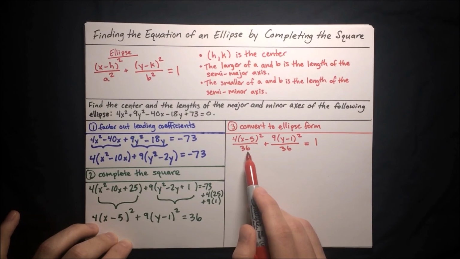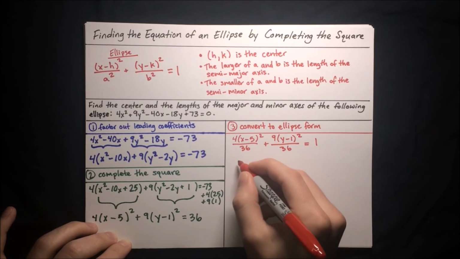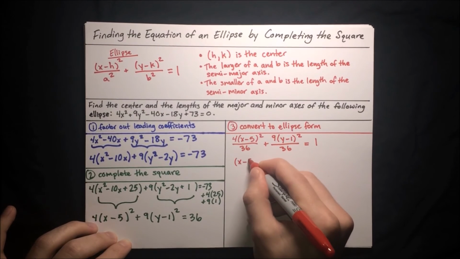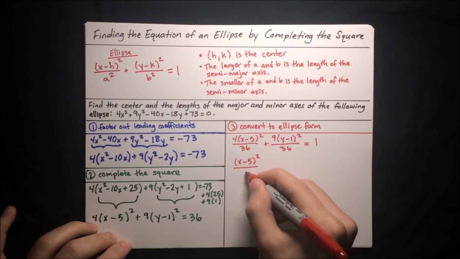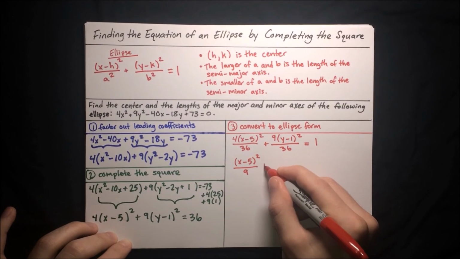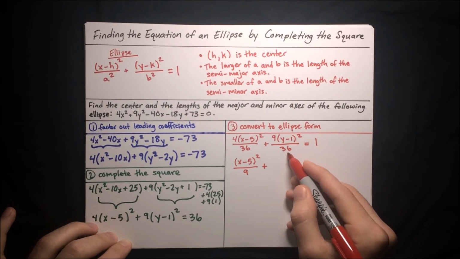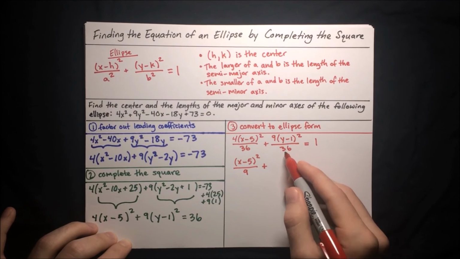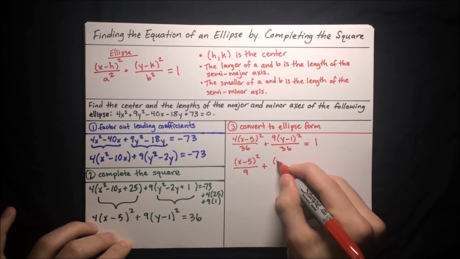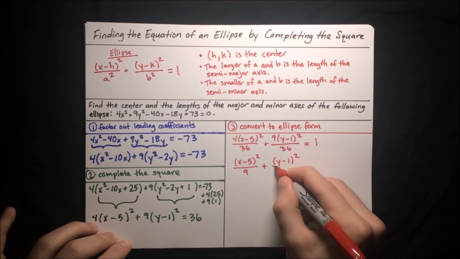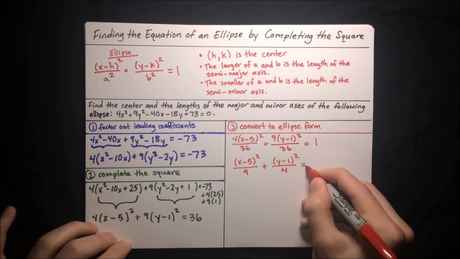4 over 36 is just 1 over 9. You can just divide top and bottom by 4. So this can become x minus 5 squared over 9. And then we do the same thing for 9 and 36. Divide top and bottom by 9, you get 1 over 4. So y minus 1 squared over 4 is equal to 1.